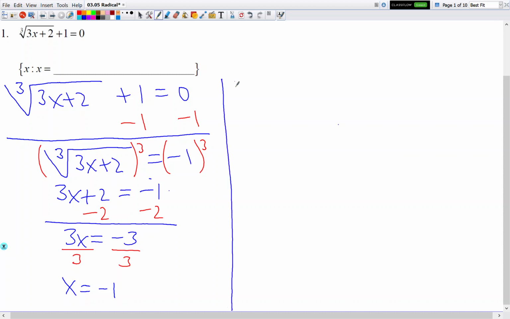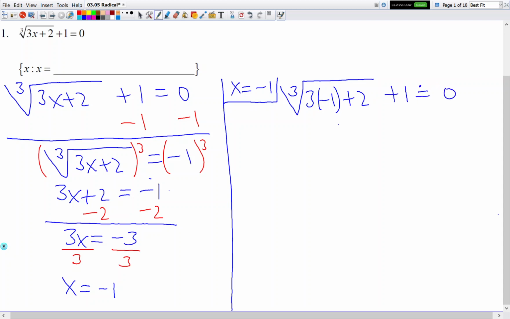Okay, so you want to check your answer. Let's check x equals negative 1 and see if it works. Plug it into your original problem. So cube root of 3 times negative 1, plus 2, and then plus 1 on the outside, equals 0. When we check our answer, it's the same process as earlier.